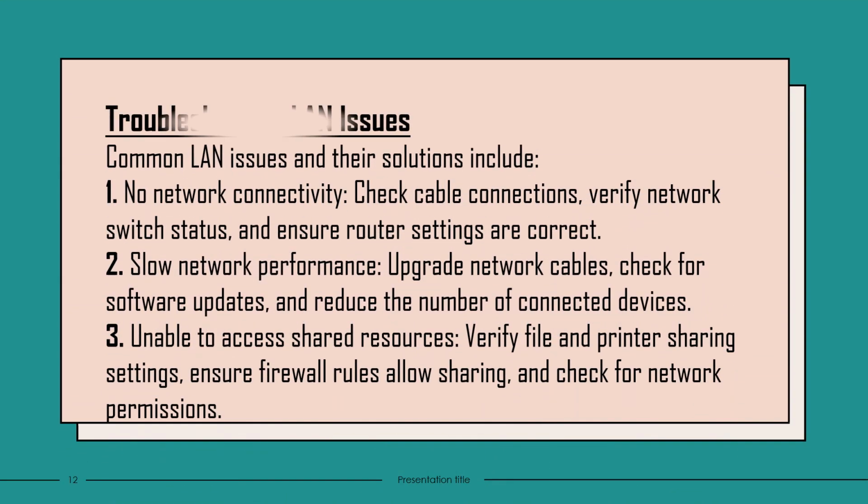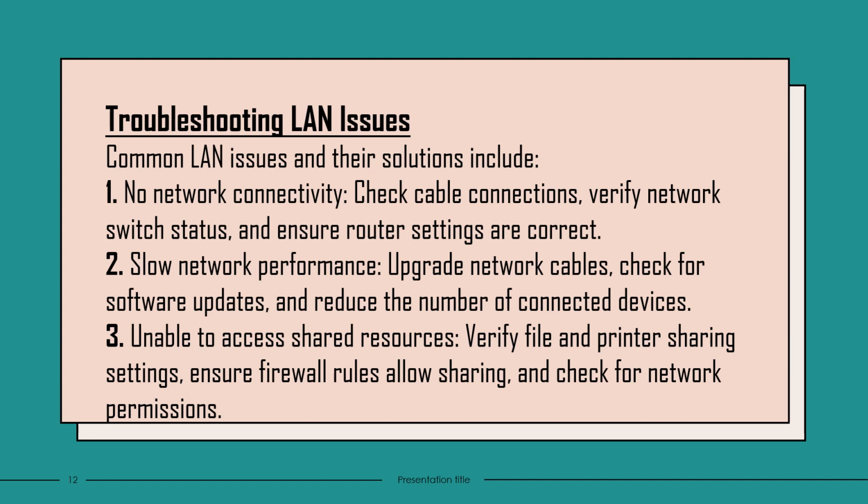Network issues may include a situation where there is no network connectivity. How we can counter this is to check the cables are well connected, verify network switch status, and also ensure router settings are correct. The other issue is slow network performance, where you upgrade network cables, check for software updates, and reduce the number of connected devices.